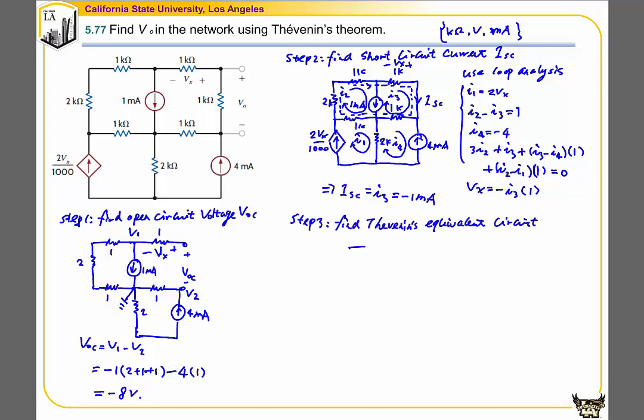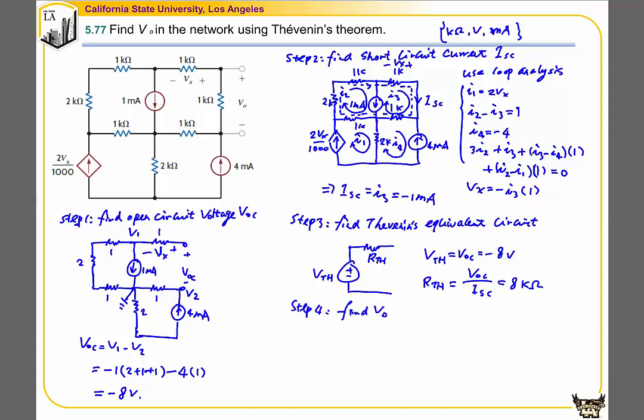Step 3, the Thevenin equivalent has this form, where VTH is equal to VOC, which is equal to negative 8 volts. And the resistance RTH is equal to VOC divided by ISC, which is negative 8 over negative 1, that is 8 kilo ohm. Step 4, we can start to find V0. We add the 1K resistor back into the circuit. So we know that V0 is equal to 1K over 1K plus 8K times the voltage, which is negative 8. So we find it to be negative 8 over 9 volts.